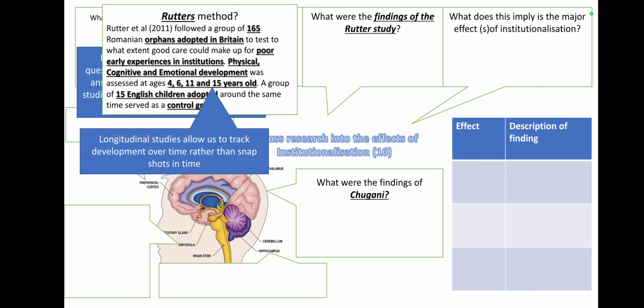Just to clarify as well, if you want to add it on, this is an example of a longitudinal study. And one advantage of a longitudinal study, in comparison to what we call snapshot studies like Bowlby, is that they allow us to track development over time. We don't just get a window into what the children are like at that one point. So if you want to just add that on.